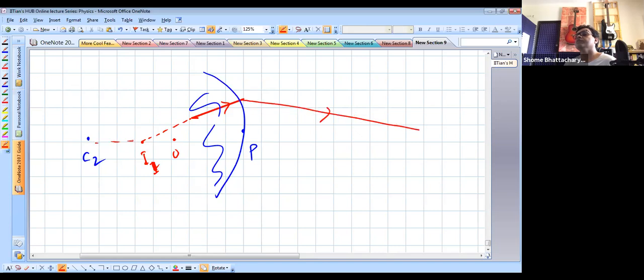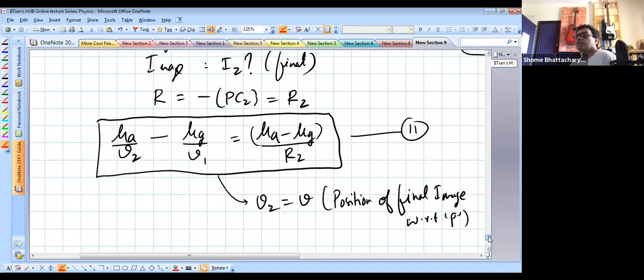So they are going and meeting the principal axis somewhere here. So this is my I2, which is the final image. Okay, so that's the second part, visualized as a diagram. Okay, but we have already written the formula for it.